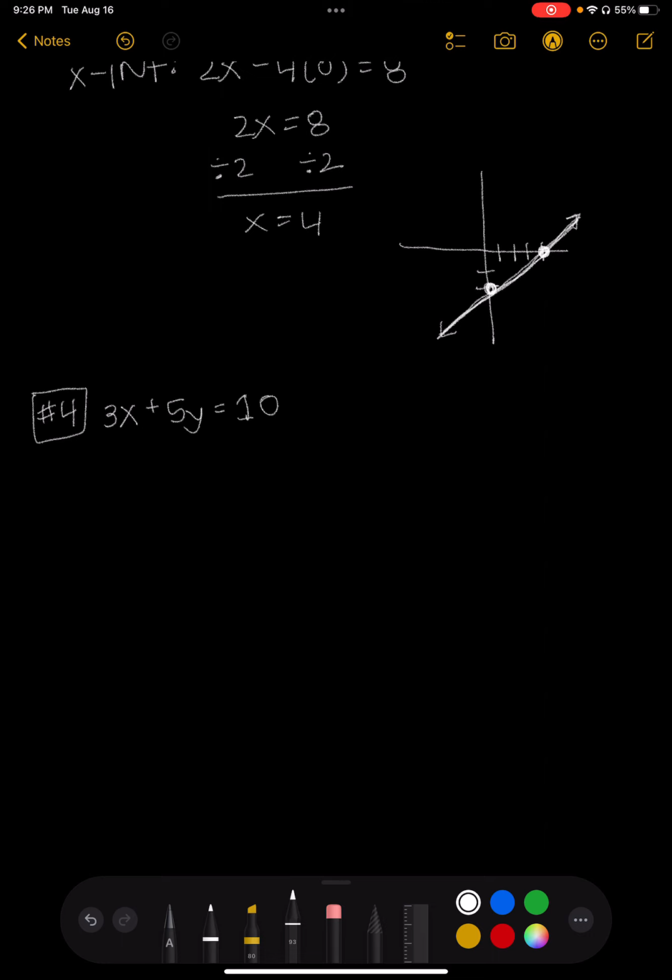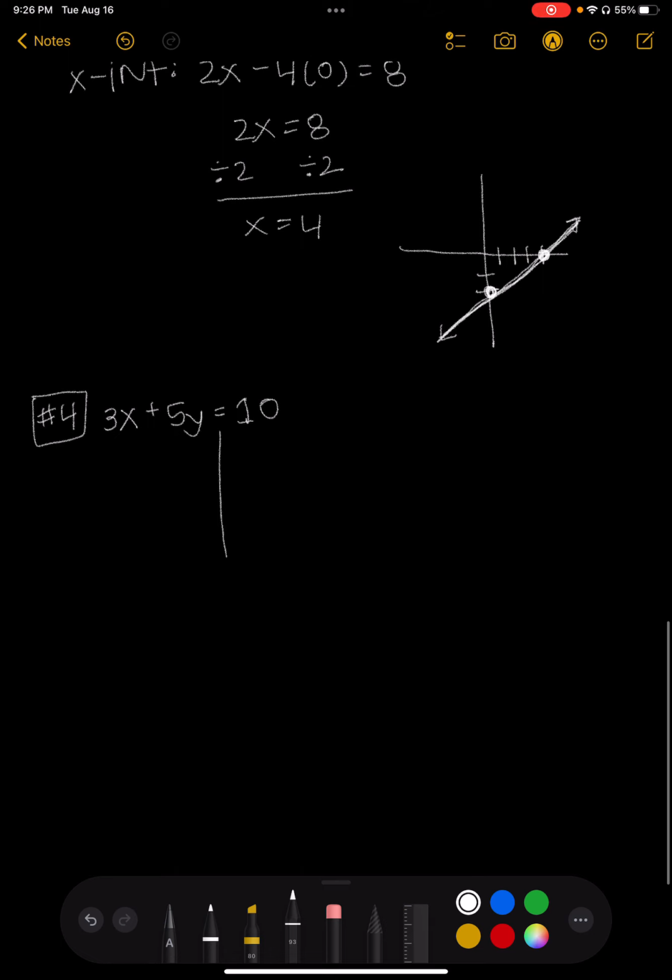Okay, so in this case, like I said, we could use intercepts, but I'm going to tell you if you were to use intercepts in this case, you would end up with some fractions, which isn't the end of the world, but it is a little bit harder to work with. So instead, what we're going to do is take this and convert it to slope-intercept form by just solving for y. So I'm going to solve for y by getting rid of the x first, and the way that I do that is by subtracting it from each side. So I end up with 5y equals negative 3x plus 10.